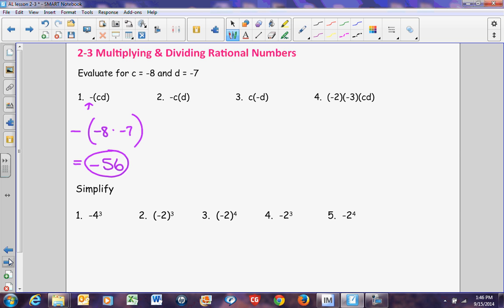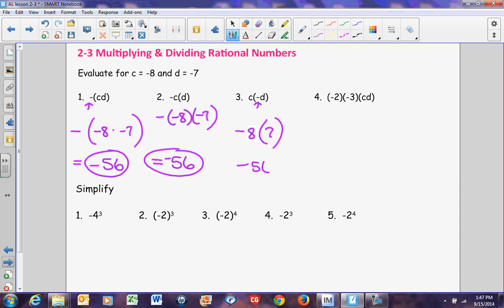Here I have the opposite of C, so I have the opposite of negative 8 times negative 7. Again, I still have three negative signs, so my answer is going to be negative. And 8 times 7 is 56, and it should be a negative answer. Number 3 here, I have C, which is negative 8, times the opposite of D, so that's going to be times 7. Again, negative 56. Seems to be a pattern here with lots of 56s coming up.